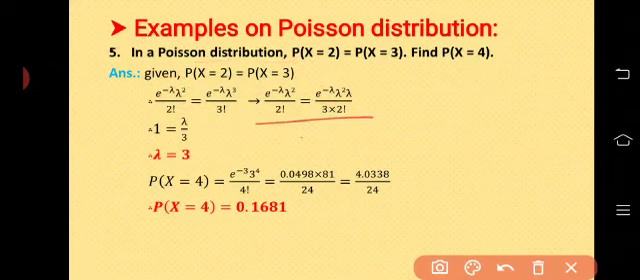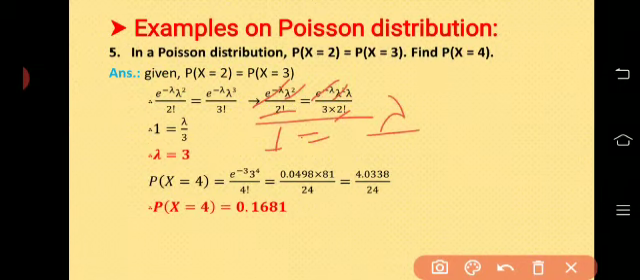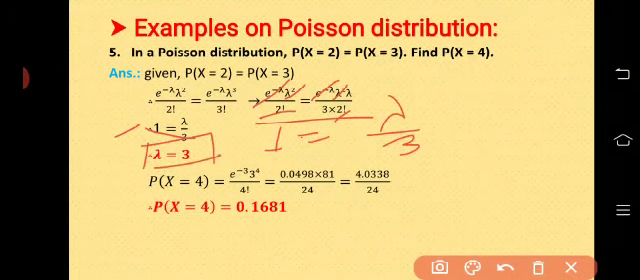Now the common terms from both sides get cancelled. This e raised to minus lambda gets cancelled with this e raised to minus lambda, lambda square gets cancelled with this lambda square, and 2 factorial gets cancelled with this 2 factorial. Now what is remaining? The left side remaining is 1, which is equal to lambda divided by 3, which we have written here. 1 is equal to lambda by 3. Now take this 3 to the left side, and you will get lambda is equal to 3.